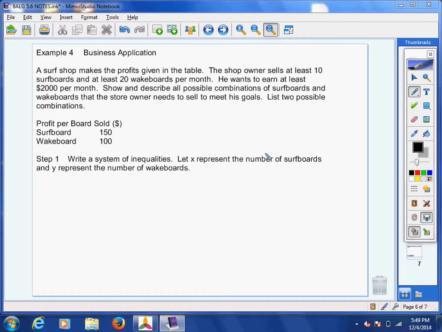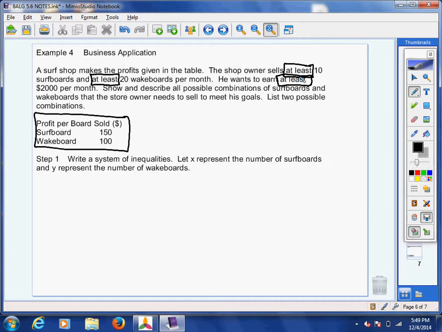Let me read the scenario to you. A surf shop makes the profits given in the table. Here's the table right here. These are the profits, okay? The shop owner sells at least, I want you to circle or box in those words, at least 10 surfboards and at least, do it again, 20 wakeboards per month. He wants to earn at least $2,000 per month. Show and describe all possible combinations of surfboards and wakeboards that the store owner needs to sell to meet his goals, and then list 2 possible combinations.